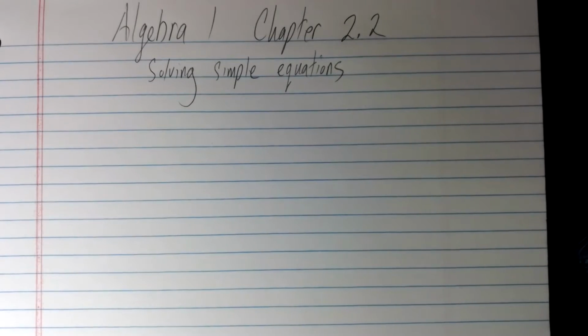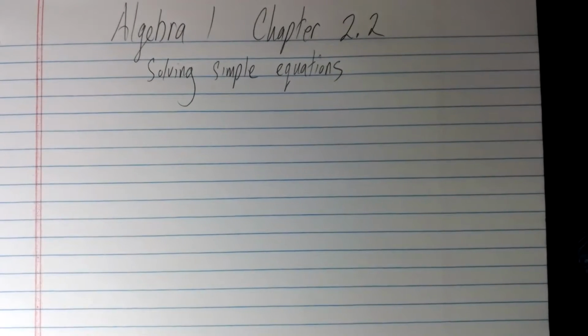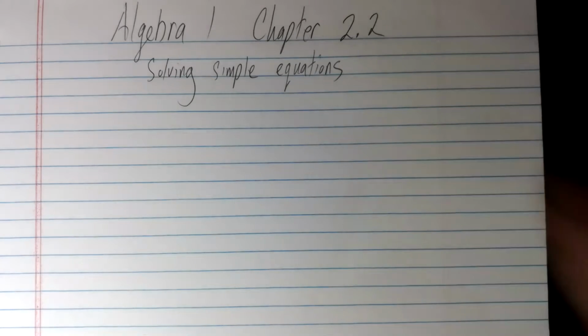Welcome to Algebra 1, Chapter 2.2. If you've made it this far, pat yourself on the back. You are 10 to 15% of the way through. So let's get started with solving simple equations with variables.